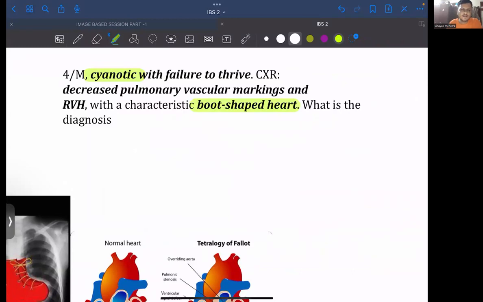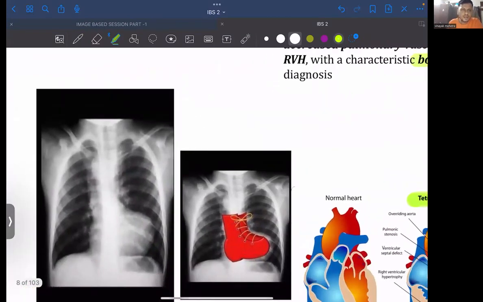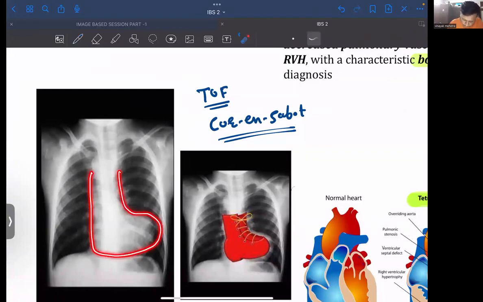Yes, it is tetralogy of Fallot. You would have seen the answer if someone is very clever. Answer is coeur en sabot. That is tetralogy of Fallot, right? This we call coeur en sabot, or also called boot shaped heart. Boot shaped heart.